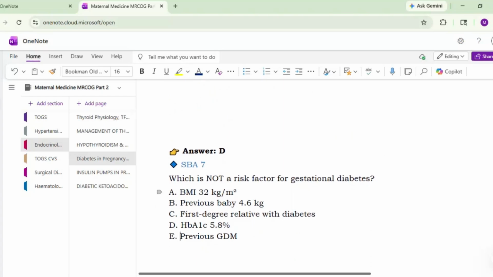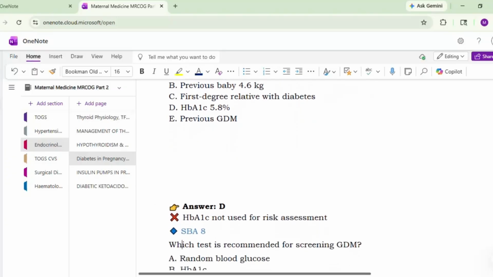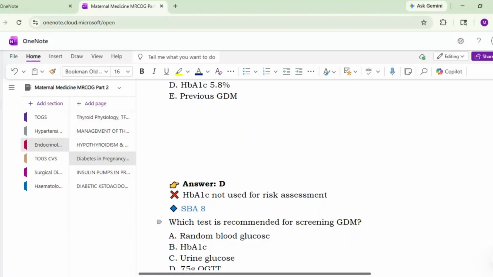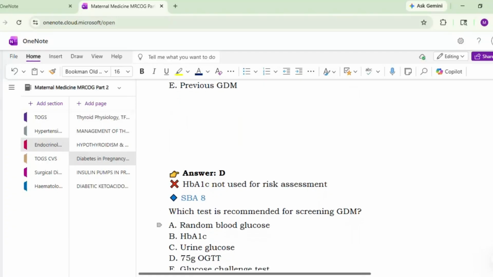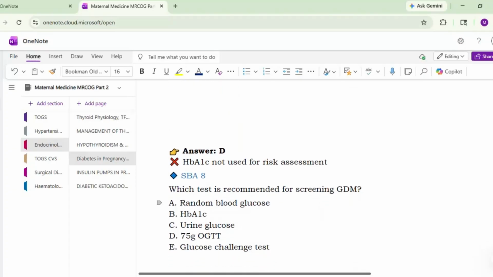Next. Which is not a risk factor for gestational diabetes? BMI more than 32, previous baby 4.6, first degree relative with diabetes, A1C 5.8. So it is D. HbA1c is not used for risk assessment at all. The next criterion is Asian origin; ethnicity is another criterion.